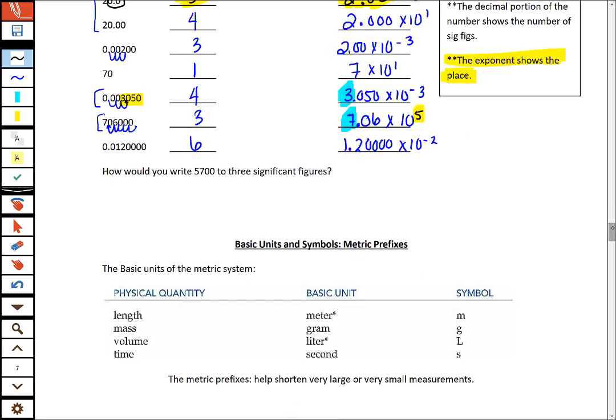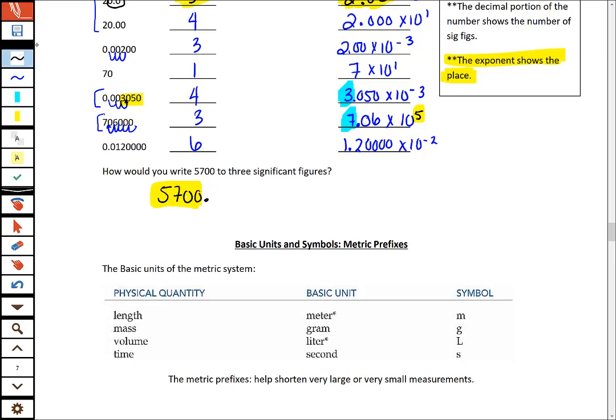So as we move on, I've got one more question for you. How about something like 5,700? How are you going to write that to 3 significant figures? So the common wrong things are for people to say, well, what if I put a decimal place at the end? Well, that made 4 significant figures. Okay, so that was no good.